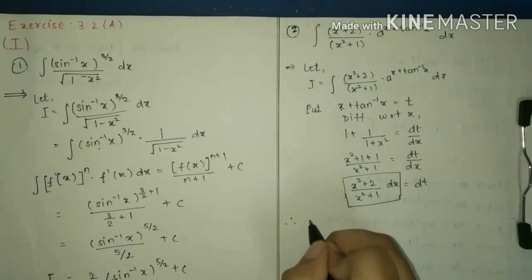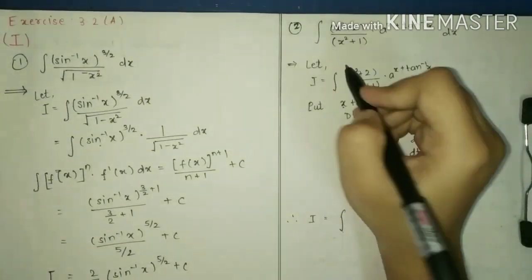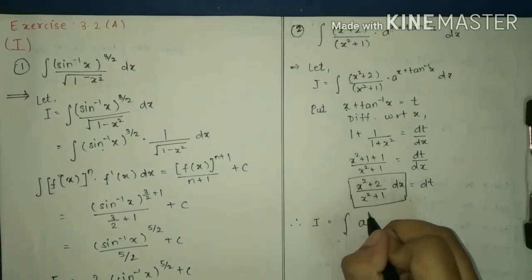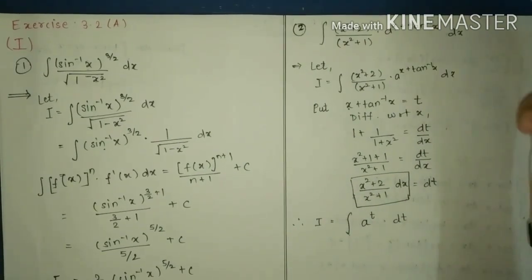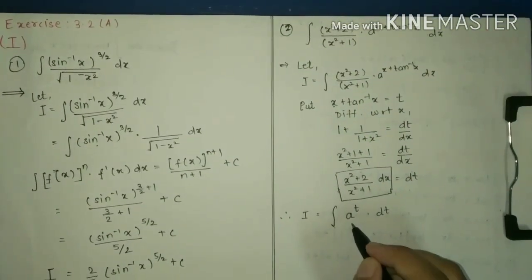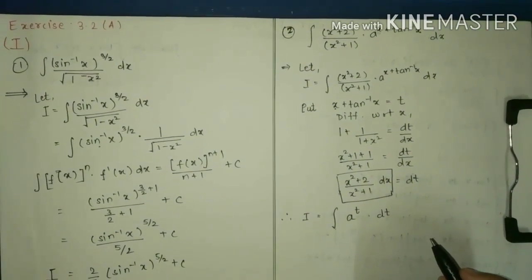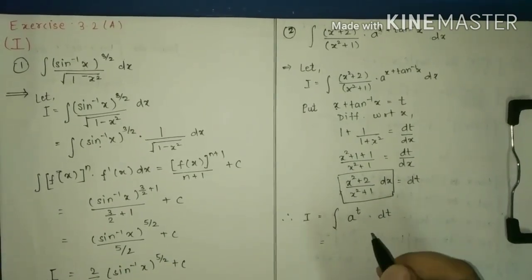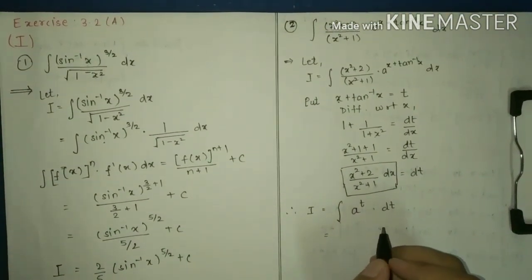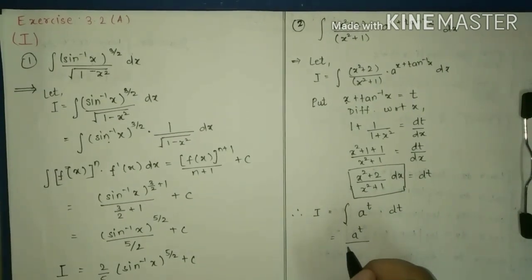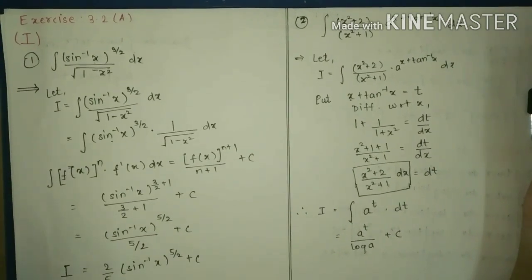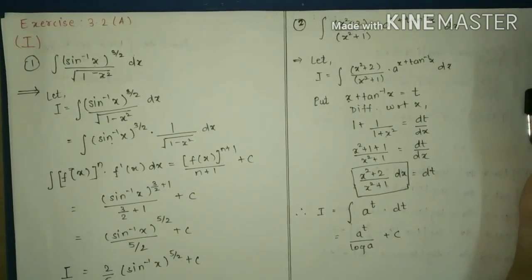Therefore, I will now become a raised to t into dt, where this whole term becomes dt and we have substituted the power as t. See, by substituting just a single term, we have converted the whole problem into a raised to t dt, which is nothing but a raised to x dx, with t instead of x. So when we apply the formula, it becomes a raised to t upon log a plus c. But now you will say the question is in terms of x and the answer is in terms of t. No, we have to resubstitute.